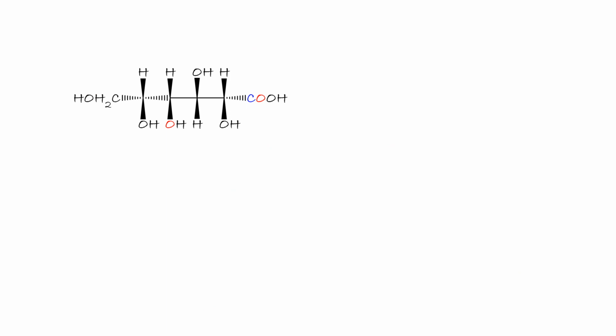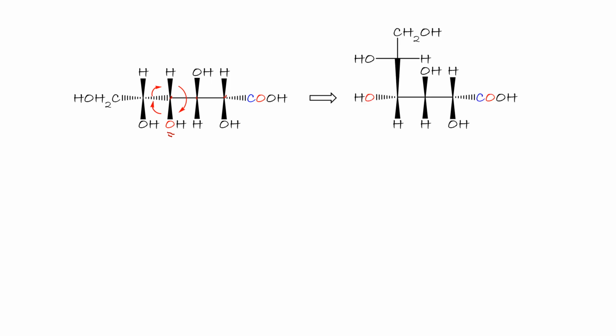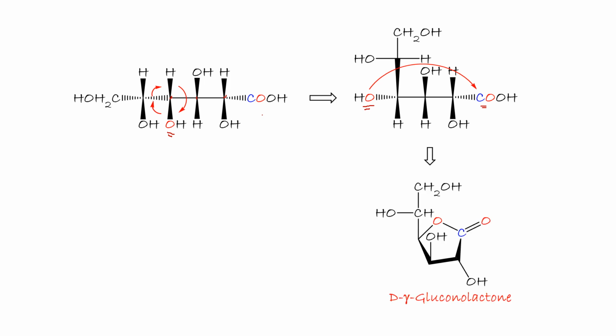For the gamma lactone, alpha, beta, gamma, so we would like to get the OH here in the back, so we have to rotate to get the OH in the back. Now it's close to the COOH, lactonization to give the D-gamma gluconolactone of this structure.